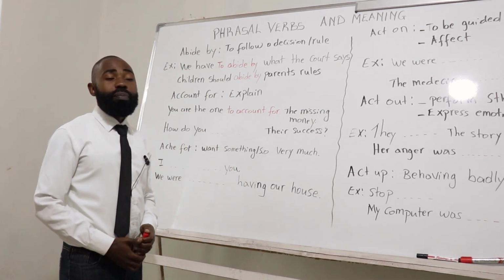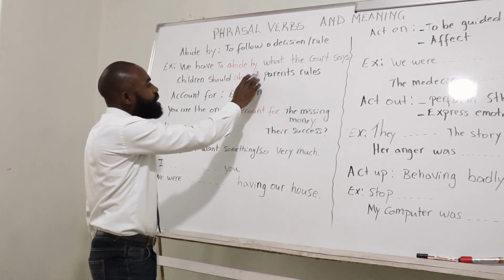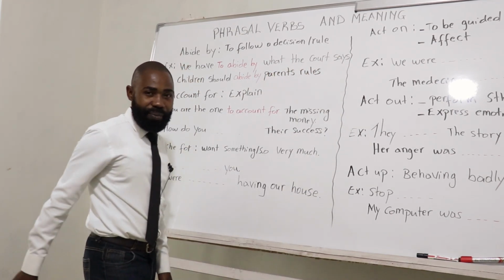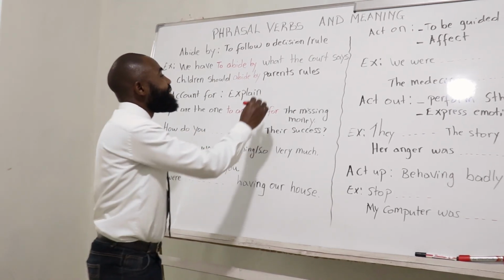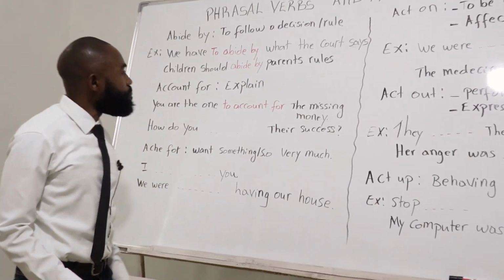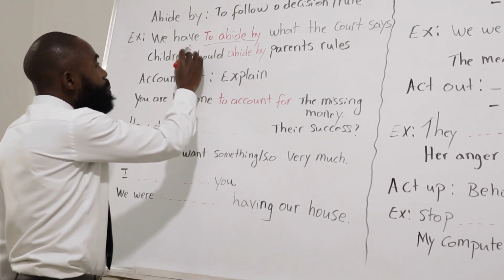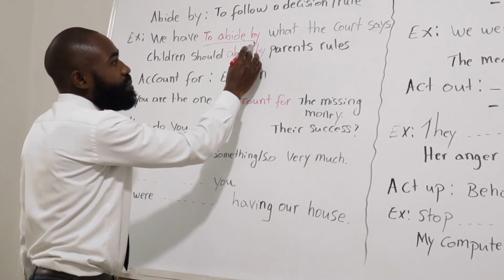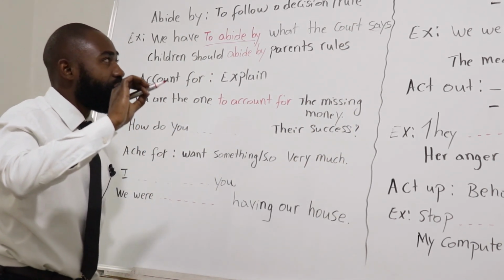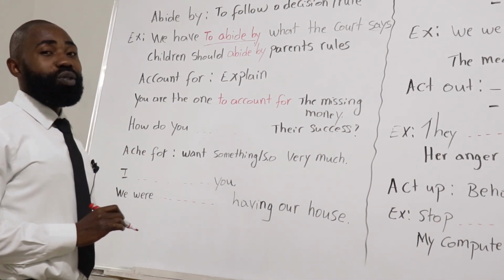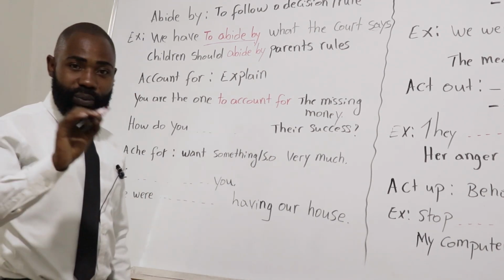First example: we have to abide by what the court says. Here, to abide means to follow the decision. We have to follow the decision the court gave. We have to abide by what the court says.